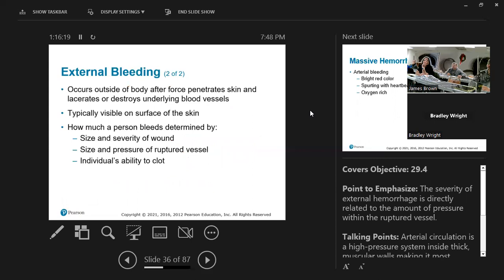External bleeding occurs outside the body after force penetrates the skin, lacerates or destroys underlying blood vessels. So it really does depend on the size and severity of the wound, size and pressure of ruptured vessels, and the individual's ability to clot. Like I said, going to Douglas Care Center, where you have people with atrial fibrillation who are prescribed blood thinners, warfarin, things like that, you might see a lot of bleeding, especially from a head injury. But is it a hemorrhage? That would be the difference. Don't rely on just seeing how much blood is on the ground. Size and severity of the wounds, obviously, I don't have to go into that. It's pretty self-explanatory. And size and pressure of ruptured vessel.